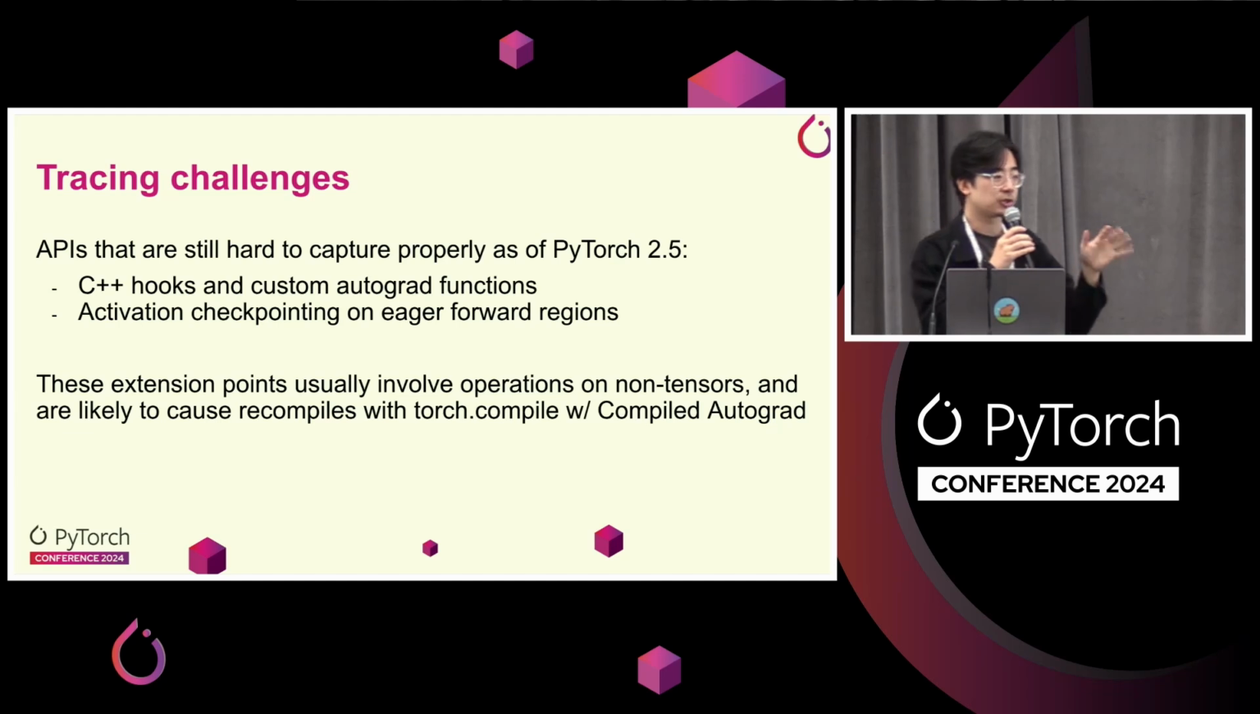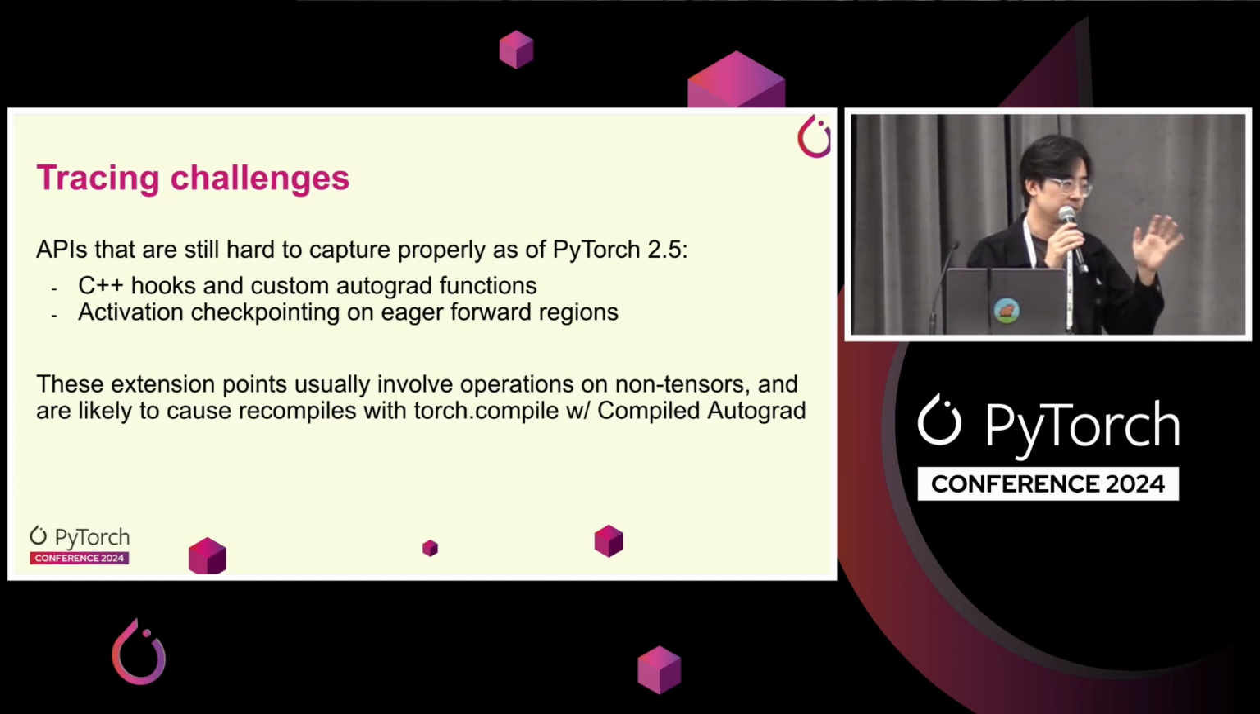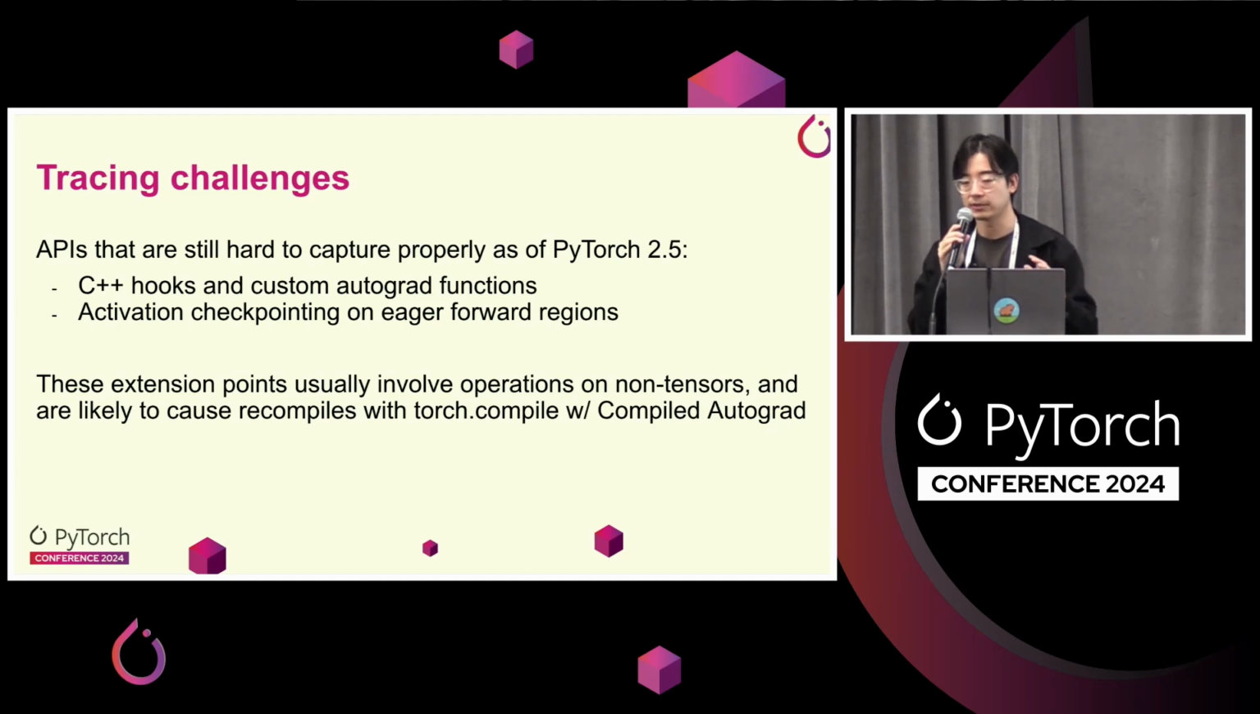So there are still some tracing challenges as of 2.5. C++ user callables are one of them. Another one is the eager regions, activation checkpointing. What these two extension points have in common is they usually operate a lot on non-tensors, and these are likely to cause troubles for us.